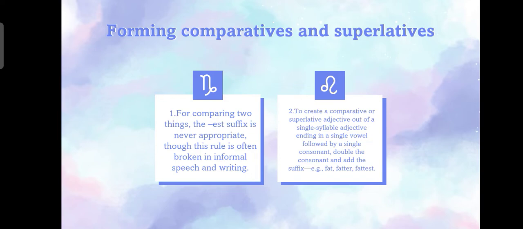So here, forming comparatives and superlatives. Firstly, for comparing two things, the -est suffix is never appropriate, though this rule is often broken in informal speech and writing. Secondly, to create a comparative or superlative adjective out of a single syllable adjective ending in a single vowel followed by a single consonant, double the consonant and add the suffix. The examples: fat, fatter, fattest.